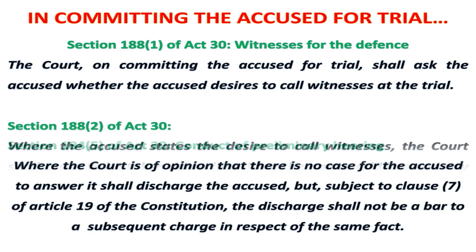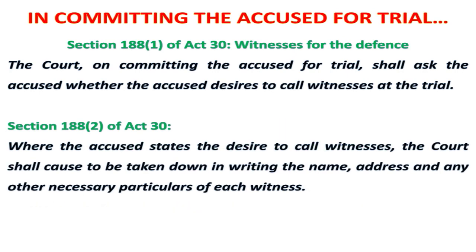Now, when the court decides to commit an accused person for trial, what must the court still do? Section 188, subsection 1 says that the court, on committing the accused for trial, shall ask the accused whether the accused desires to call witnesses at the trial. So now the court has decided to commit the accused for trial. If you are deciding to commit the accused for trial, please ask the accused, do you have witnesses you intend to call?